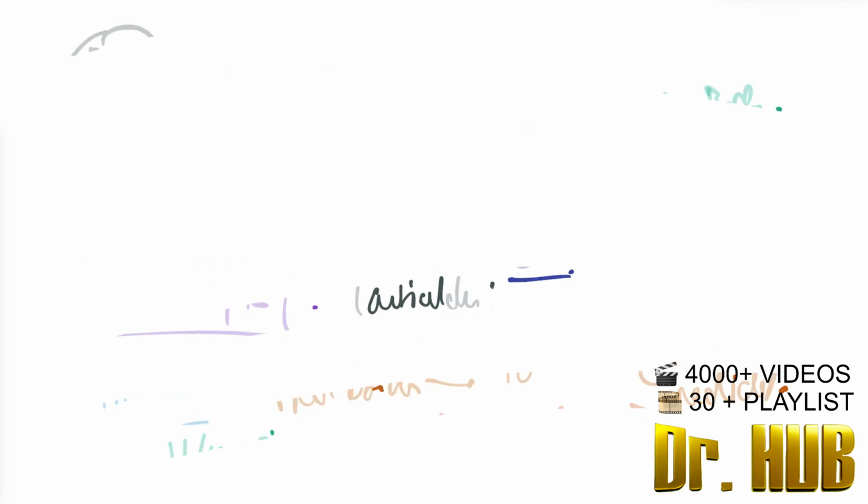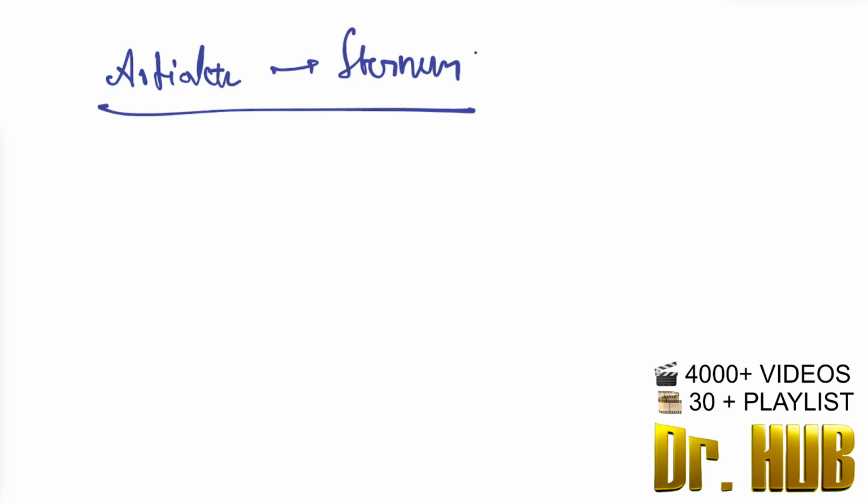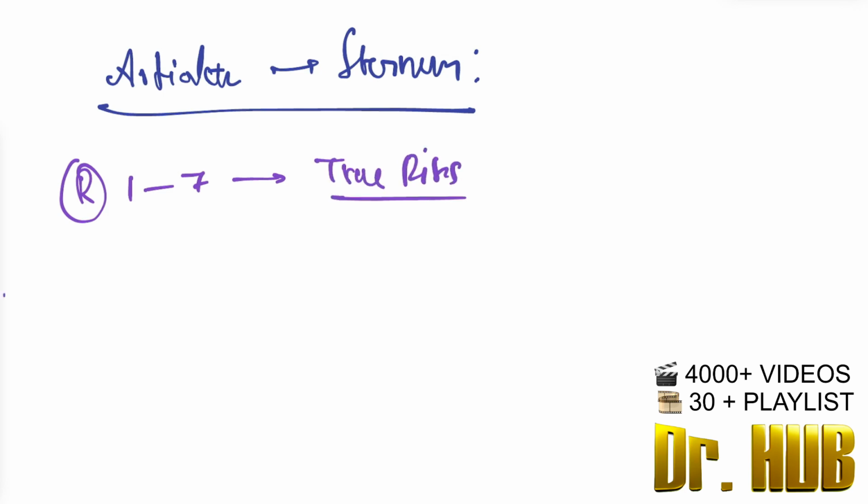Then we move on to the articulations with the sternum. In terms of the articulation with the sternum, there are ribs 1 to 7. Ribs 1 to 7 are the true ribs. True ribs articulate directly with a single costal cartilage.